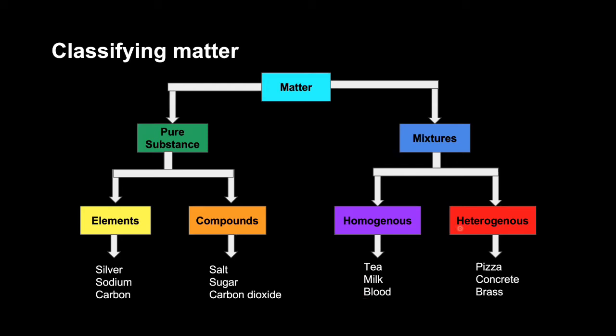For heterogeneous mixtures, an example is pizza. Pizza has different distinct layers, such as the toppings, the cheese, the sauce, and the crust. Concrete is composed of sand, water, gravel, limestone, and granite all mixed together. And brass. Brass is composed of more than one type of metal. Copper and zinc are the most common metals in brass.